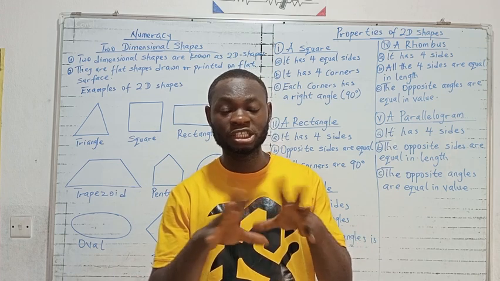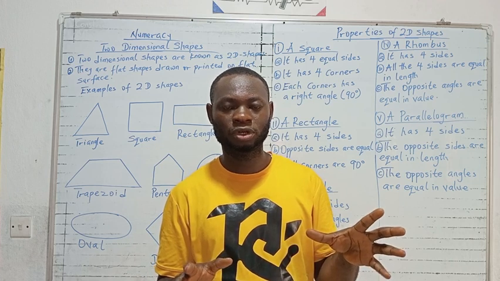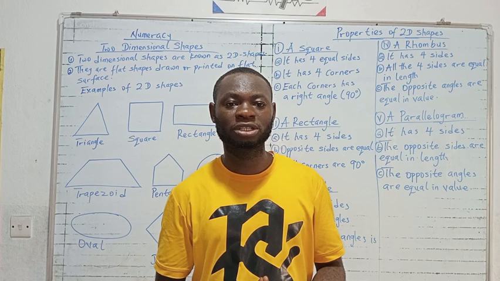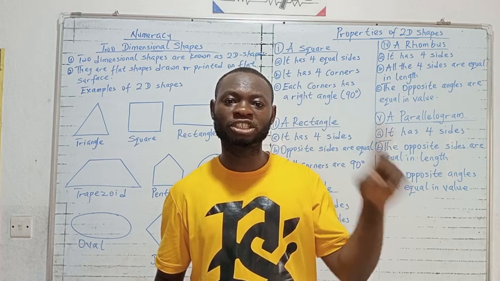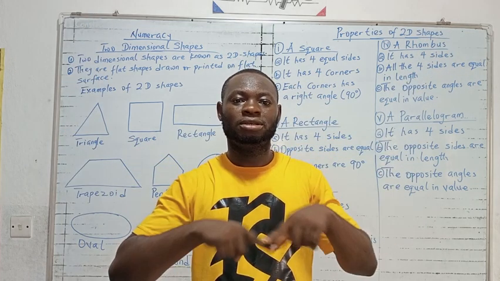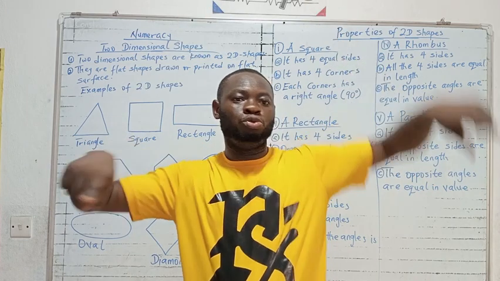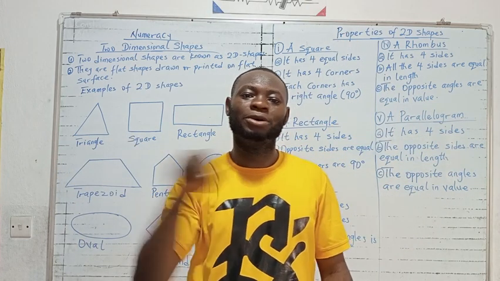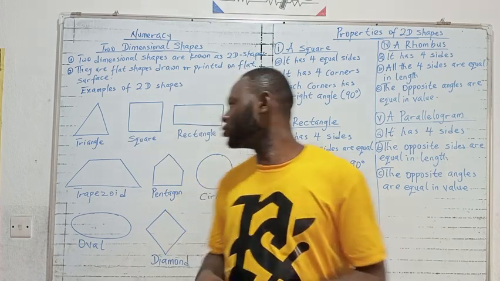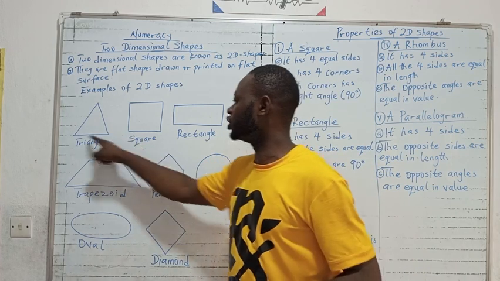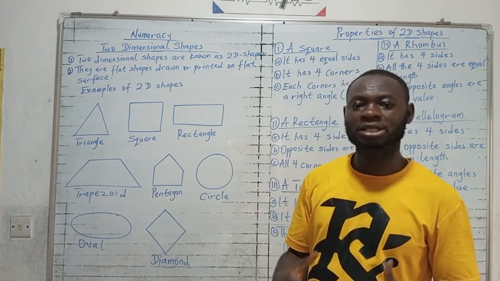Now, two-dimensional shapes are categorized in different ways. One of the categories of two-dimensional shapes is called triangles. A triangle is a two-dimensional shape that has three sides. One, two, three. That's why it's called triangle. Tri means three. So a triangle is a two-dimensional shape that is made up of three sides.